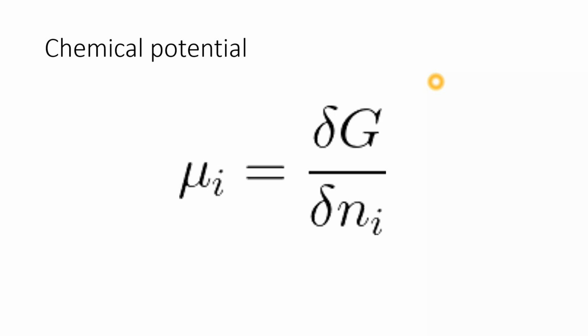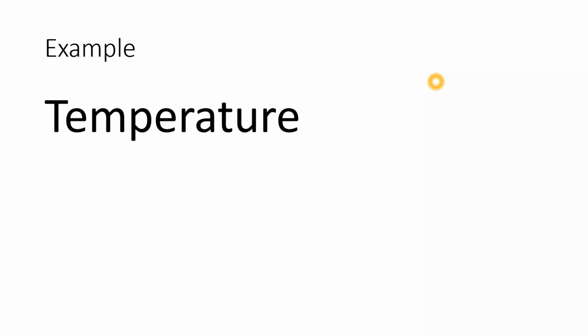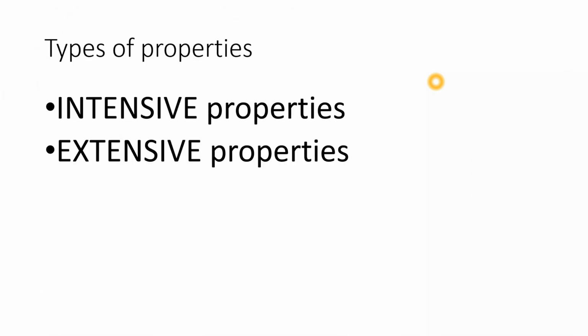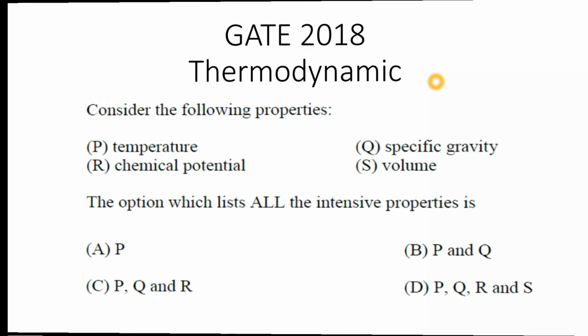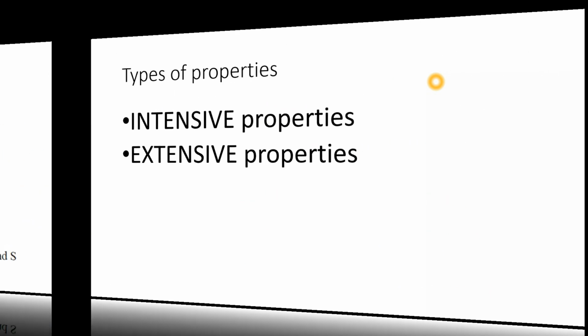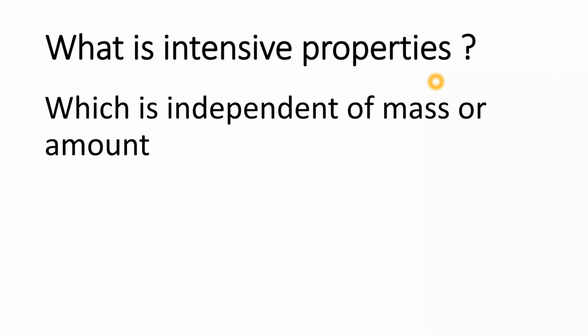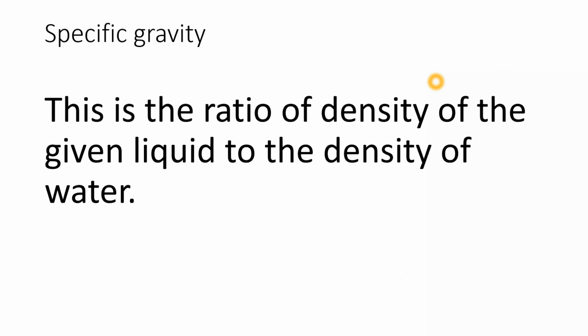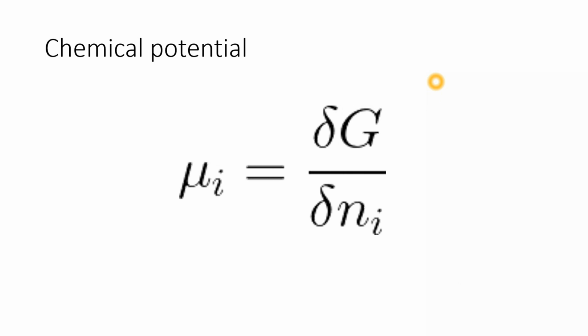So from this you can say that temperature, specific gravity, and chemical potential are the intensive properties. So option P, Q, R, that means option C is correct here, but I want to share some more things about these properties, right, so that you never be confused about this.